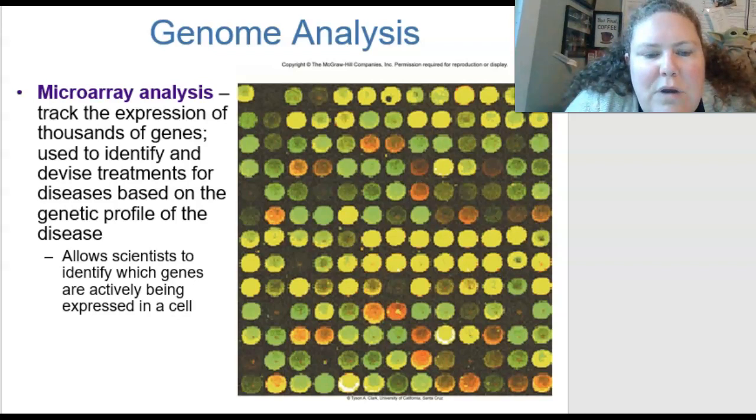So the microarray analysis is going to track the expression of thousands of genes, and this can be used to identify and devise treatments for diseases based on the genetic profile of that disease. Basically, this screening analysis helps scientists to identify which genes we want to study more closely to figure out which ones are actively being expressed in the cell.